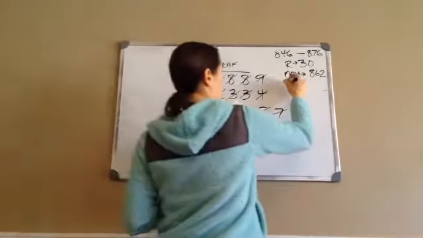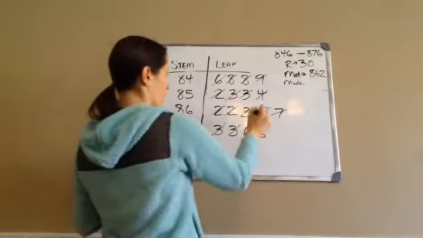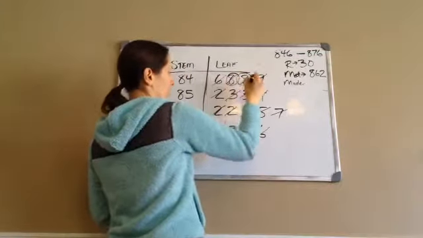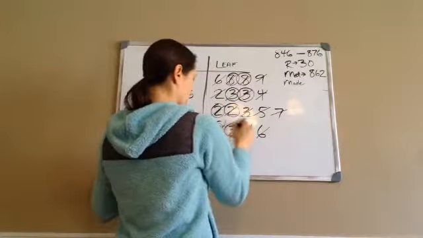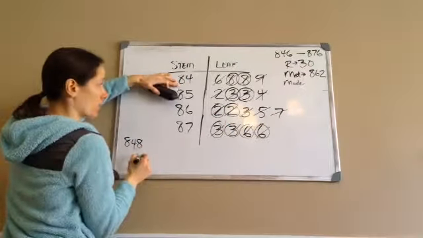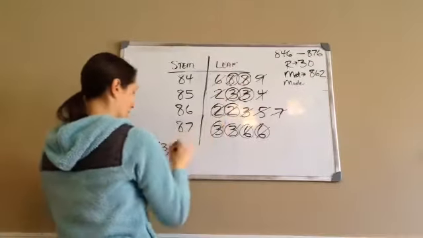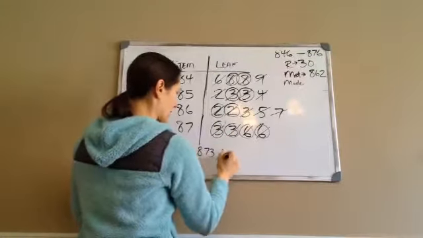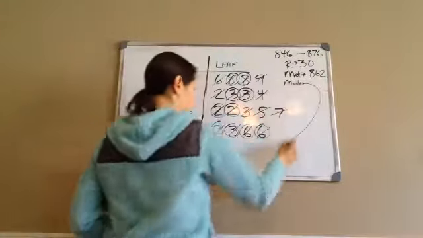Alright, and now we want to find the mode, which means the number that was used most. Do I see any 3s? I don't, but I just see a lot of 2s. So this one and this one, this one and this one, this one and this one, and then both of these. So we have 848 is one of our modes. 853, 862, 873, and 876. And we have 1, 2, 3, 4, 5 modes. So the modes would be this.